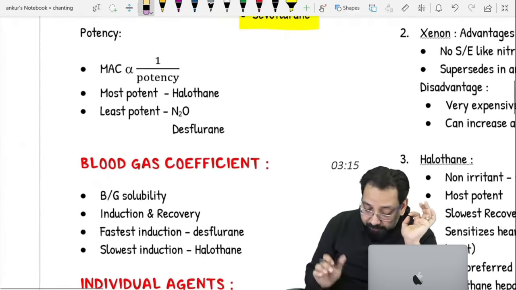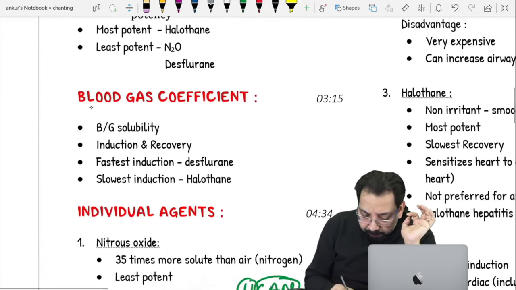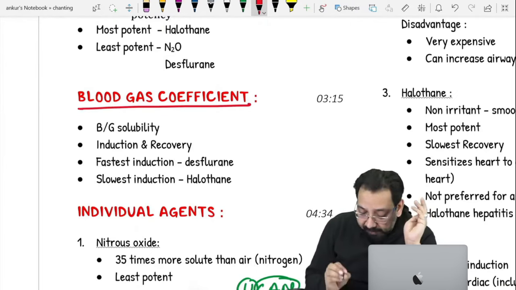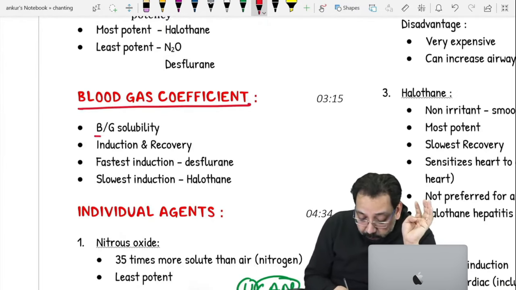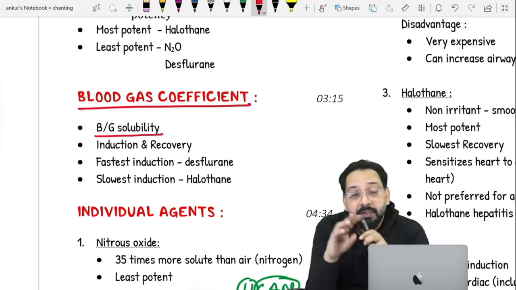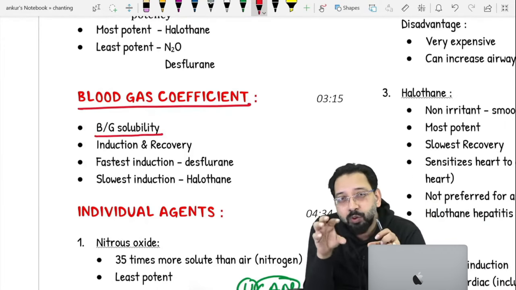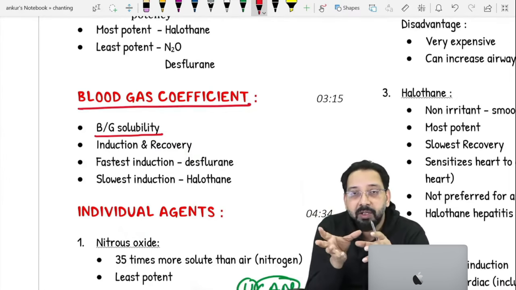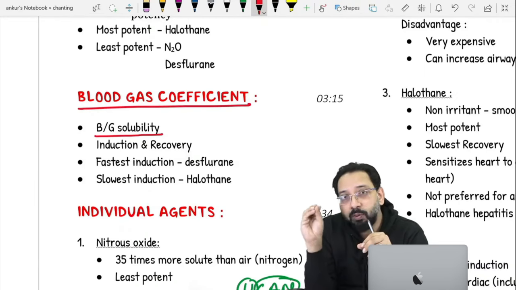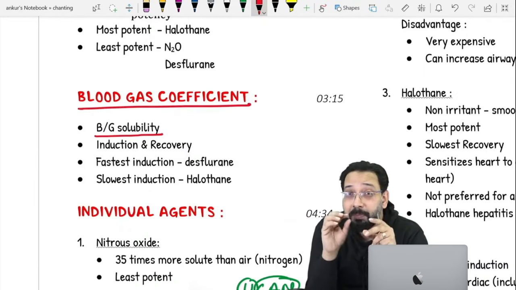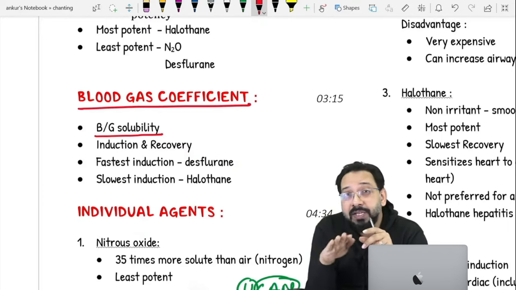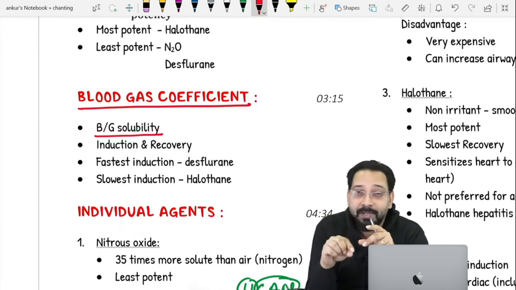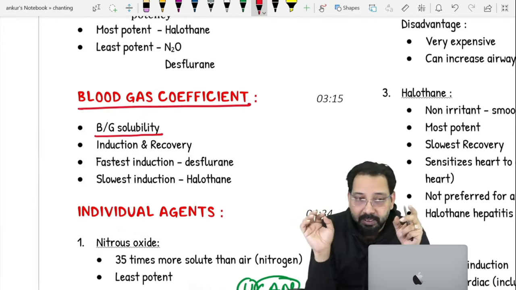What is the blood gas coefficient? That means blood gas solubility. If a gas is more soluble in blood, it will not go to the brain. It will remain in the blood and slowly put its effect on the brain. So if solubility in blood is high, then onset is slow. If solubility in blood is low, then onset is fast. You can easily remember by this.